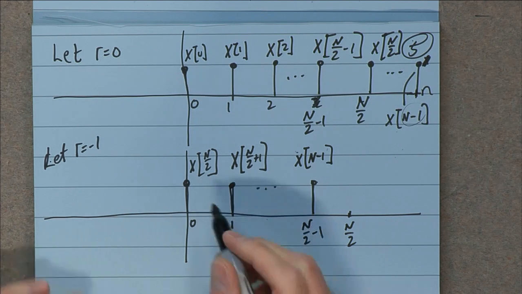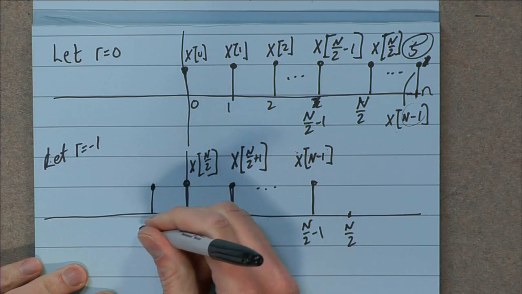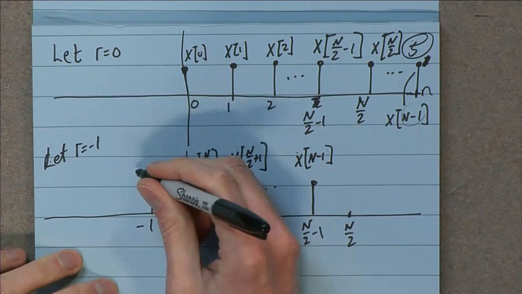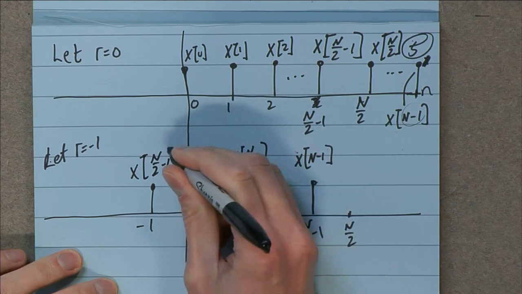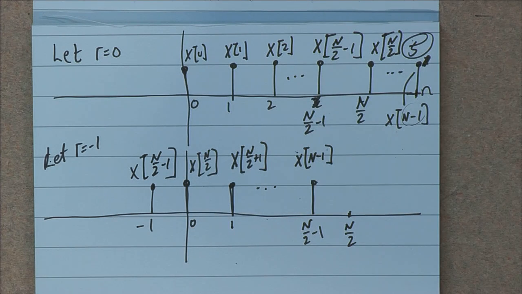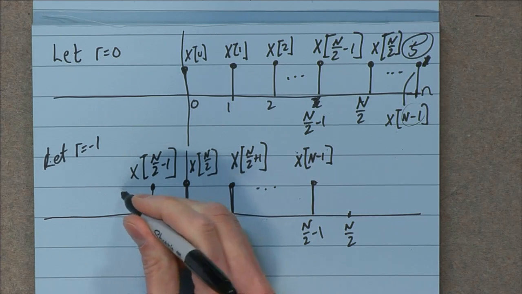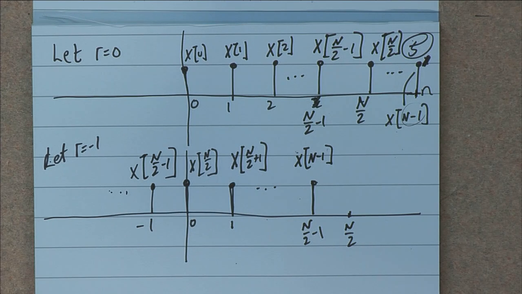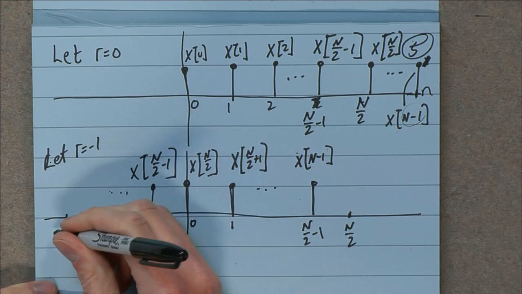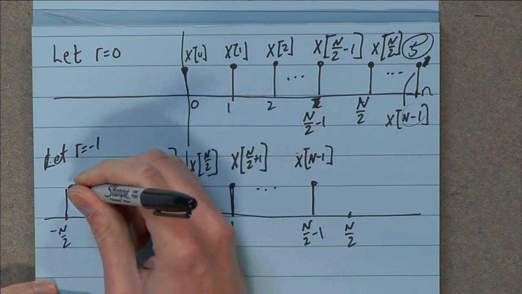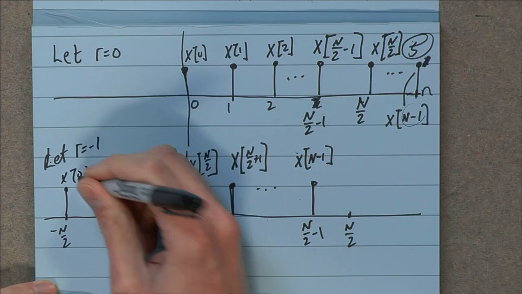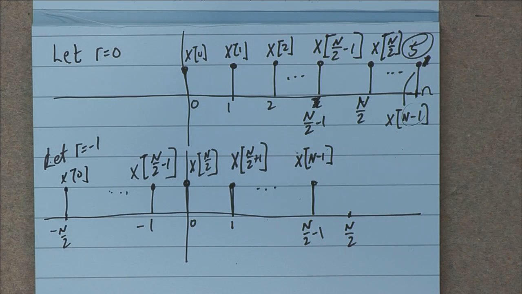Now, of course, we could say, well, what about minus 1? Let's make sure we got our bases covered here. Well, that's going to be x of n over 2 minus 1. Right, and we can keep going. There'll be obviously some terms all the way back till we get to what this is minus n over 2. Maybe we'll get to x of 0. I think that's right.